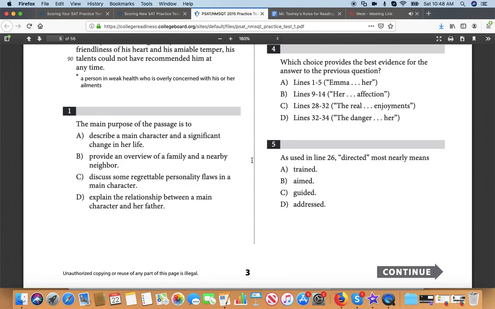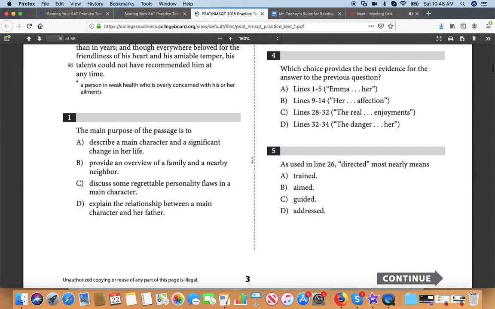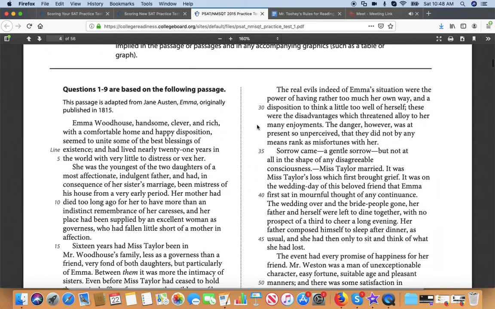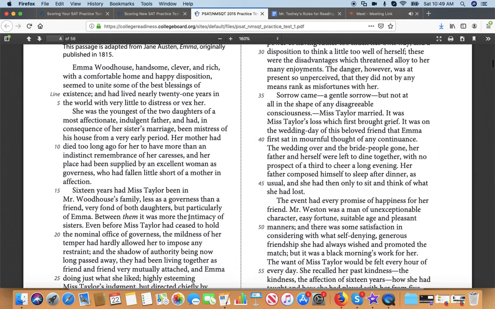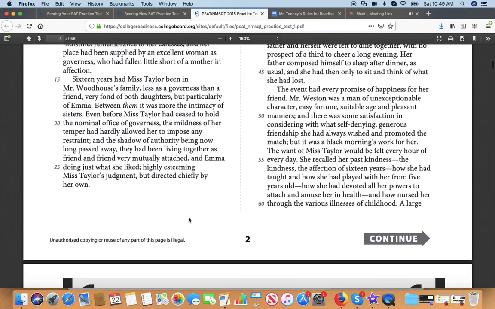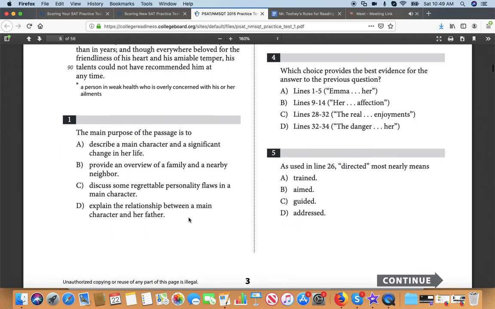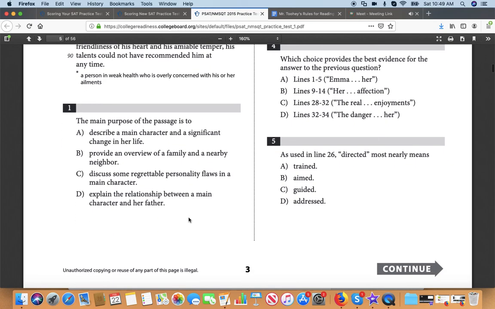Discuss some regrettable personality flaws in a main character. Okay, is that the main purpose of the passage? No. Now, does it do that? Does it discuss some regrettable personality flaws in a main character? Yes, absolutely. But that's only parts of the passage, like around line 30 maybe. It's just a small part, and it also goes over some good personality. It may be a true statement that it does discuss some regrettable personality flaws, but it's not the main purpose of the passage. Here you've got to directly address the question. So I think we can eliminate C.